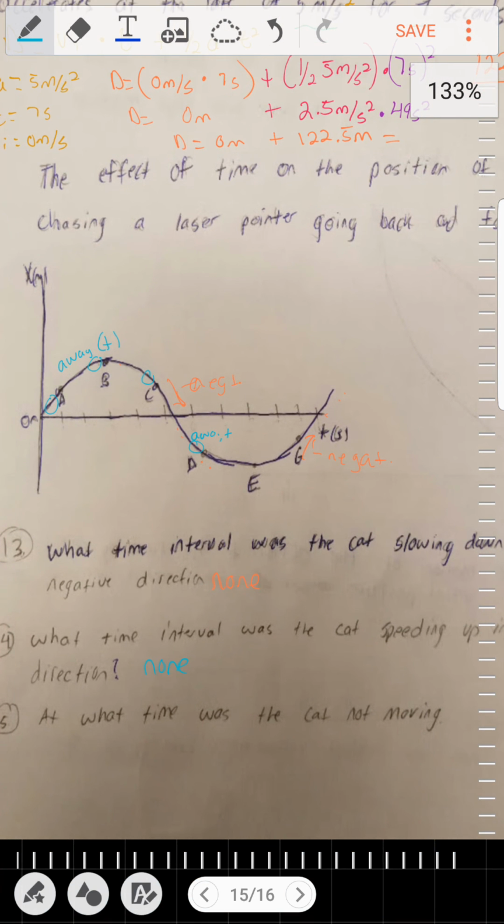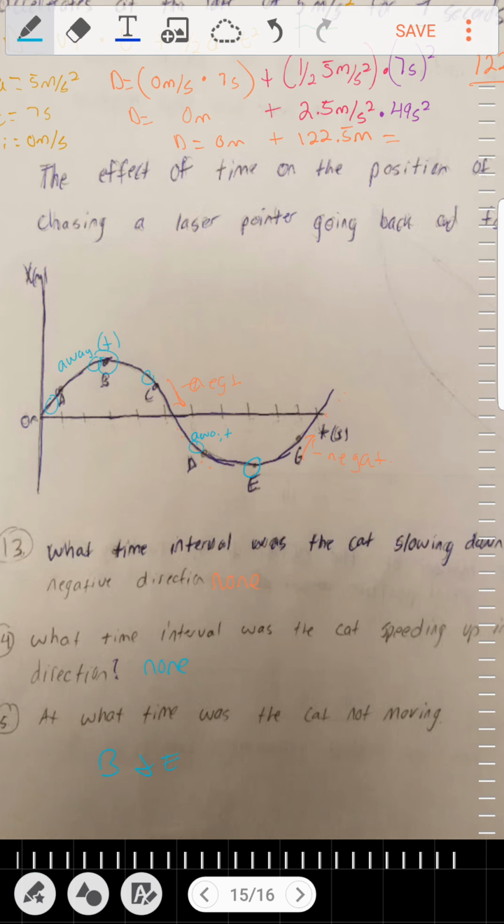And then number 15 is, at what time is the cat not moving? At what position, I guess? Let's call it times. What times is the cat not moving? Give me the letters that represent the cat's not moving. Okay, here it stopped, no movement here, and then no movement here. So B and E. B and E, the cat is not moving.